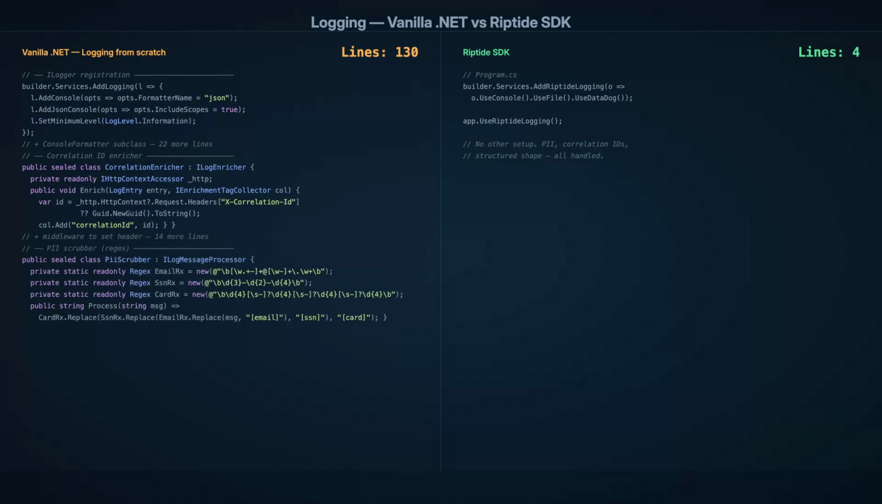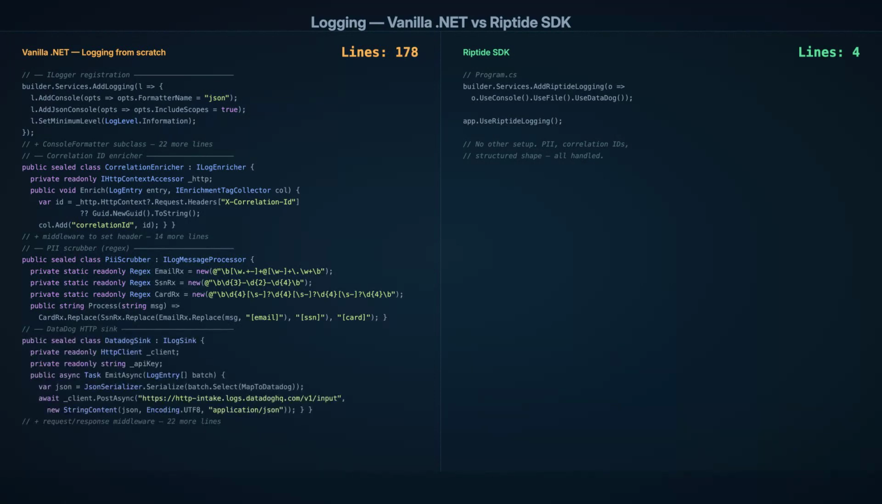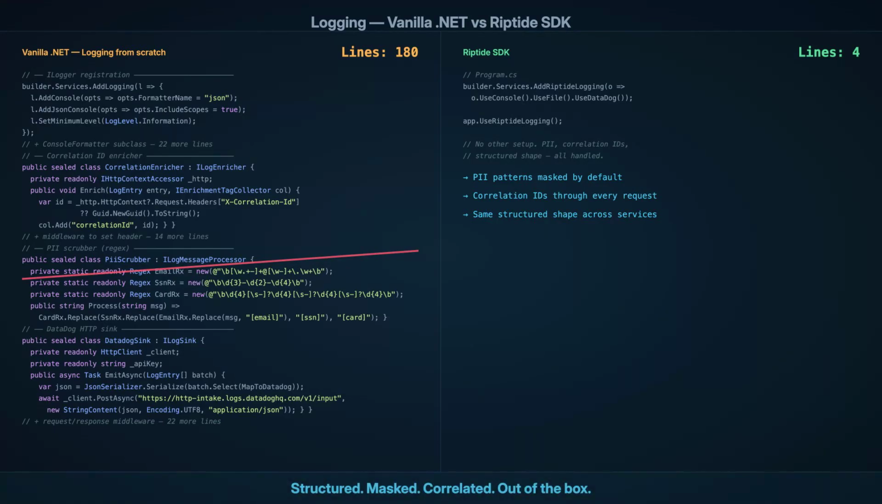Logging is the same story: structured output, correlation tracking, PII masking, a sink that talks to Datadog, 180 lines of careful work, easy to get wrong. 4 lines with Riptide, PII patterns masked by default. Correlation IDs flow through every request automatically, and every service in your stack writes the same structured shape.